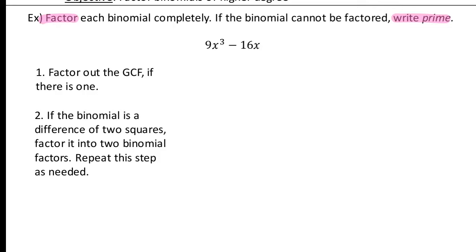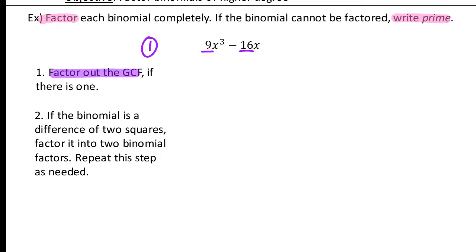And if we look at the steps over here on the side, it says to first factor out the GCF, if there is one. So that's step number 1. Look for the GCF. So between 9 and 16, look at just the coefficient. Do 9 and 16 have something in common? Does 3 go into 16? 3 times 6 is 18. 3 times 5 is 15. So 3 does not go into 16.